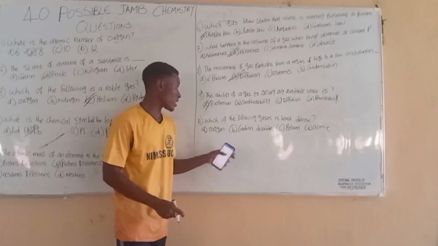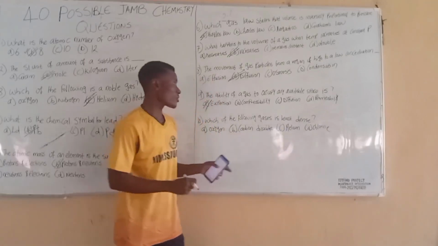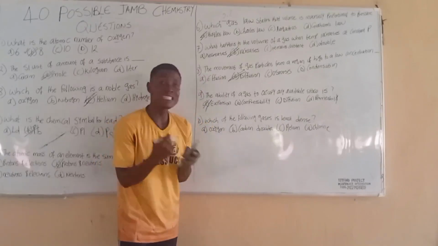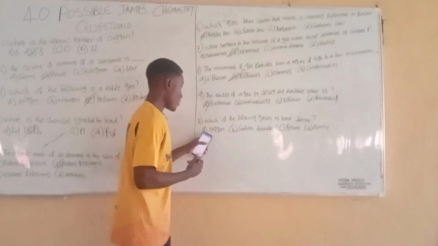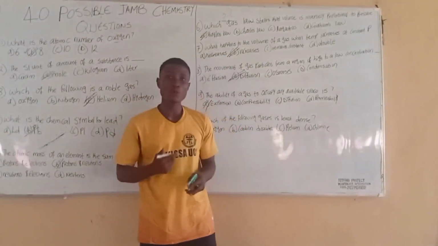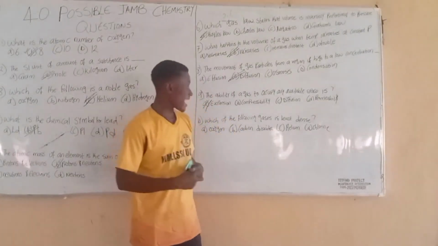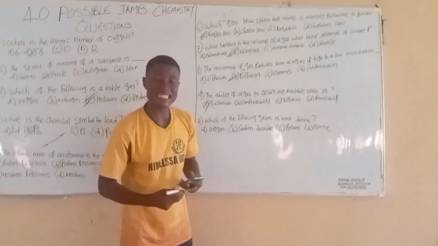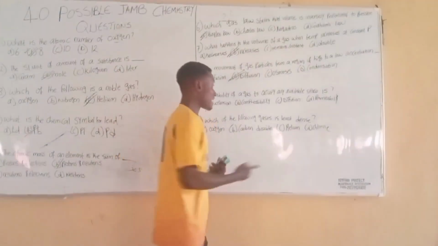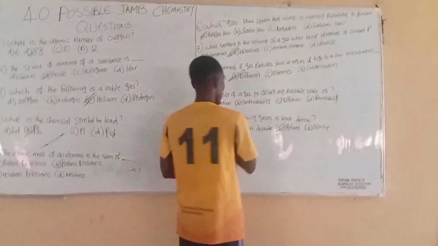We have number 10. It says, which of the following gases is least dense? Which of these gases is least heavy? A. Oxygen. B. Carbon dioxide. C. Helium. And D. Chlorine. You have to know that the answer is noble gases. Noble gases are least dense. And the answer here is C, which is helium.